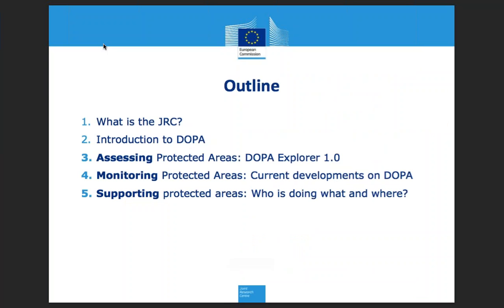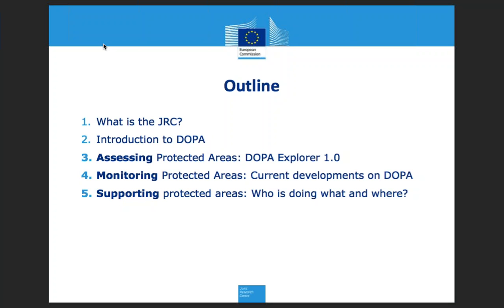So mainly the outline summary of what we are going to talk about today is, first of all, who are we, the Joint Research Center, which is the purpose of this center and which kind of activities do we develop here. Later, we will move more specifically to the introduction to the Digital Observatory of Protected Areas. What is it, what components it has, which types of indicators, which types of data sources are integrated into DOPA.